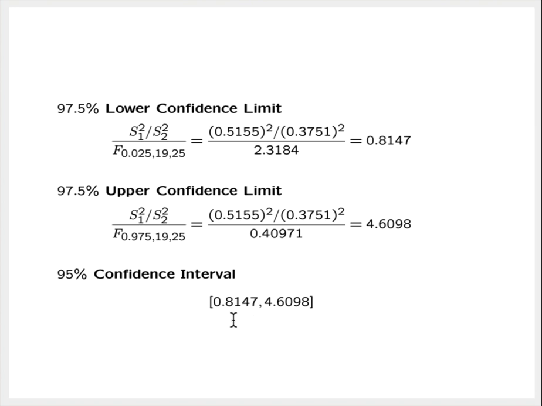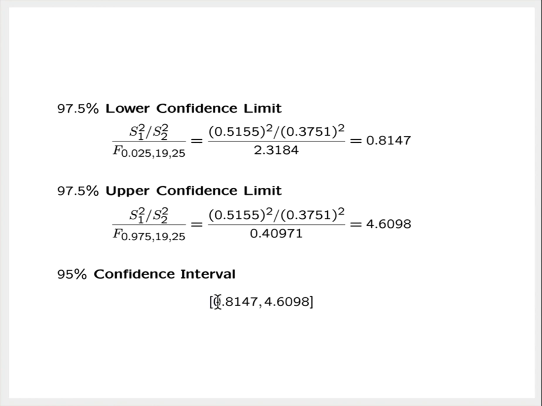And so to construct that, we construct a 97.5% lower confidence limit and a 97.5% upper confidence limit, and then when we put those two confidence limits together, the interval that we obtain is a 95% two-sided confidence interval. And so we can be 95% confident that the ratio of the population variances, sigma 1 squared over sigma 2 squared, is somewhere between 0.8147 and 4.6098.